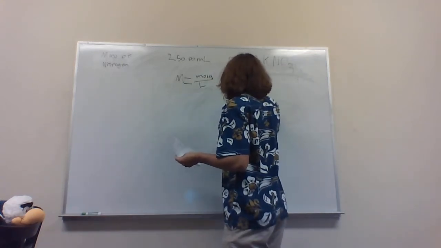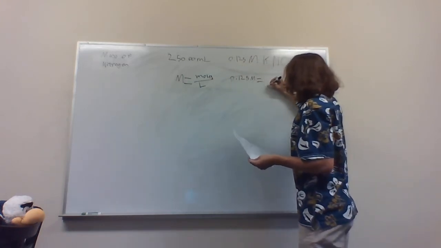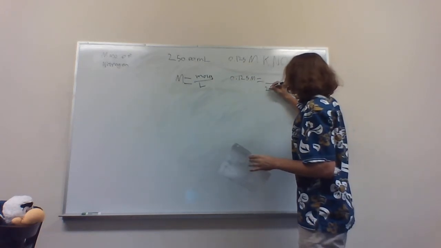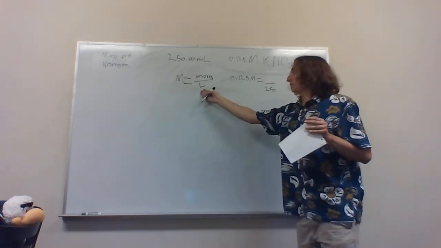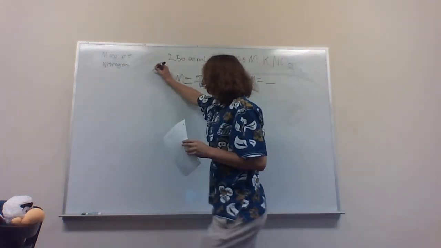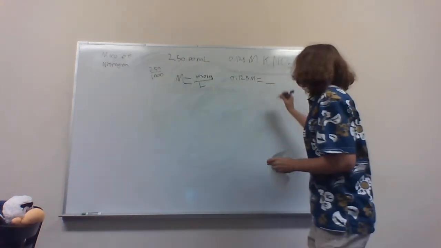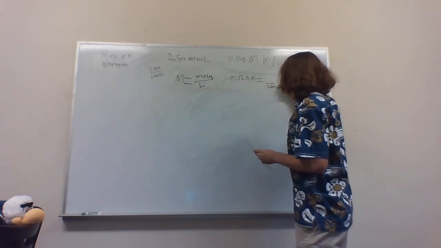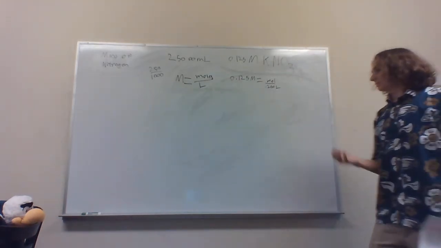So we have 0.125 M. And here's the thing, guys. You might be tempted to write 250 milliliters in the bottom. However, that would be milliliters. We typically need it in liters. So to convert 250 milliliters to liters, we divide 250 by 1,000. And this would give us 0.25 liters over mole.